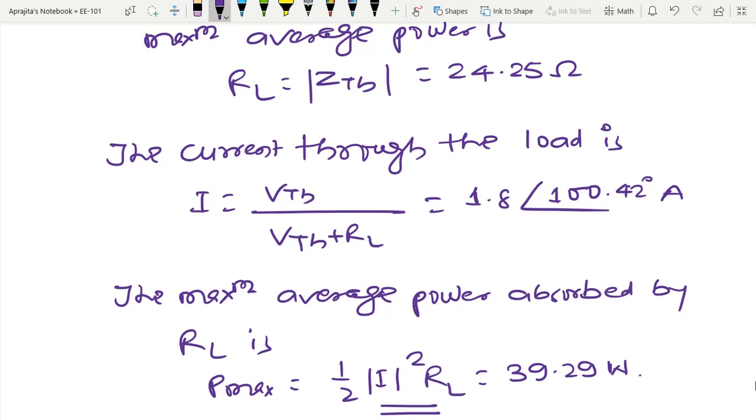For maximum average power transfer, the load impedance must be equal to the complex conjugate of the Thevenin's impedance, and if our load is purely resistive, at that time RL should be the magnitude of the Thevenin's impedance. So this is the conclusion of today's class.